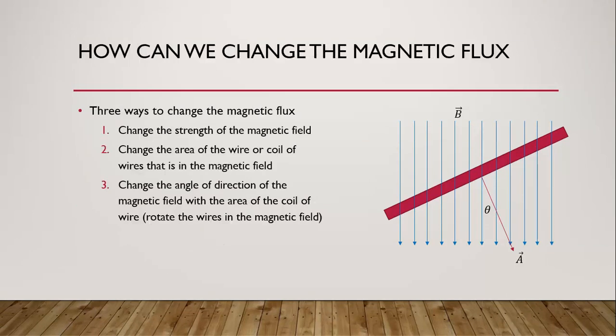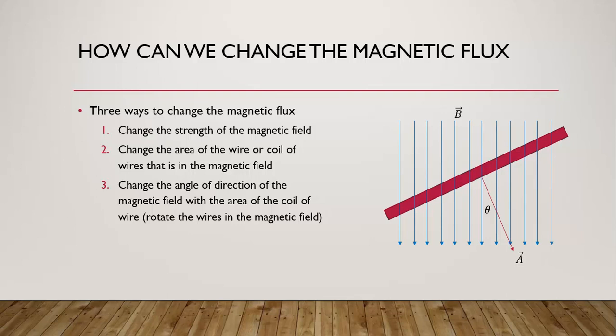Now, there are three ways you could change the magnetic flux. The first way is to change the strength of the magnetic field. If you increased or decreased the magnetic field, you'd increase or decrease the flux. The second way is to change the area of your loop or coil of wires that's in the magnetic field, increasing or decreasing that area, moving it into or out of the magnetic field.